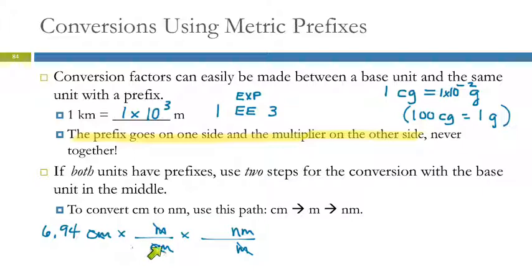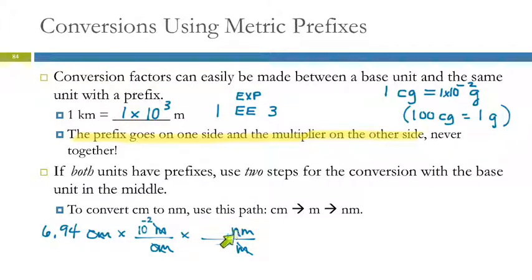Relationship between meters and centimeters. Centi is on the bottom, so I'm going to write what centi means on the other side, not with centi, on the other side. So centi means 10 to the minus 2.